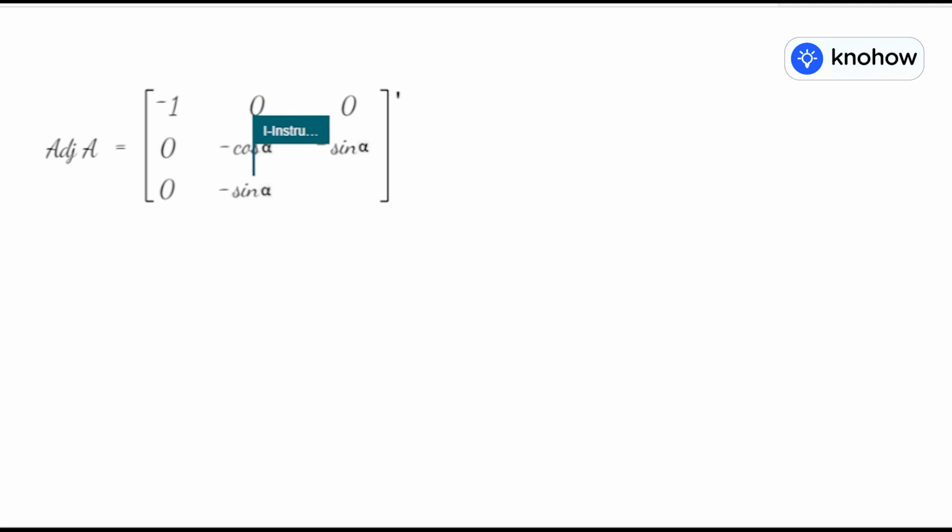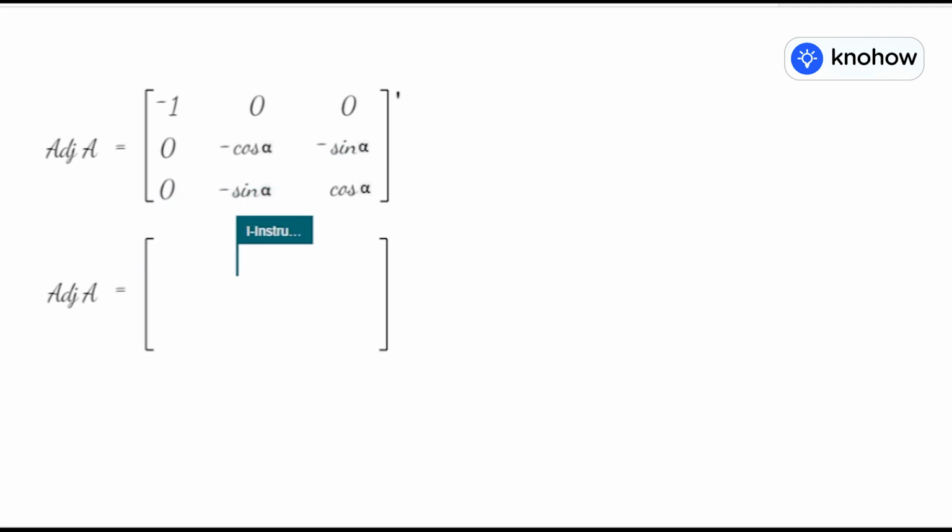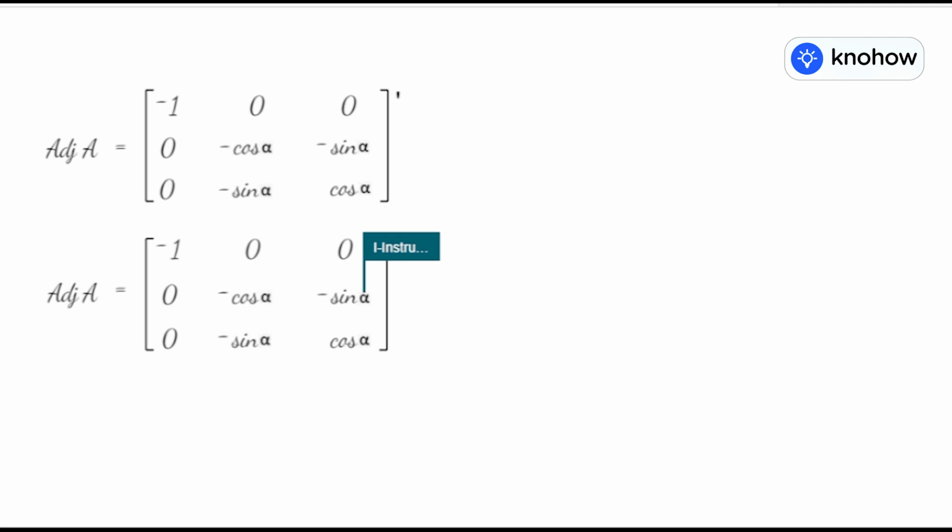Don't forget to take the transpose. So adjoint A for the given matrix finally: elements of the first row, negative 1, 0, 0, you write in the first column. That of the second row, 0, minus cos alpha, minus sin alpha, you write in the second column. And elements of the third row, 0, minus sin alpha, cos alpha, you write in the third column. So we have already got now adjoint A.